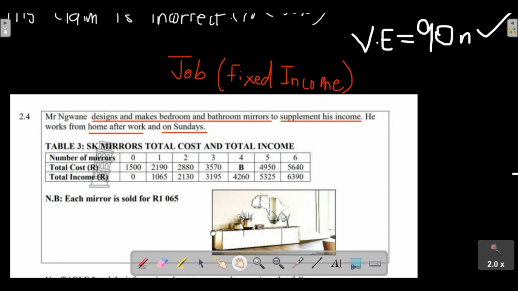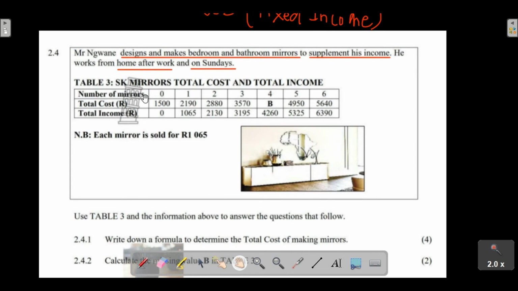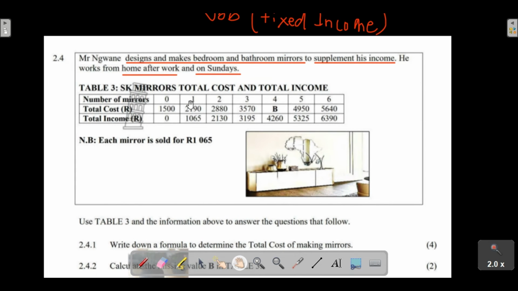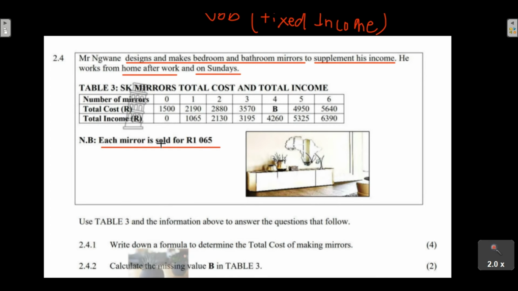That's fine. Now, this is table 3. This is SK mirrors, total cost, and total income. Now, we have the number of mirrors, and this is the total cost. This is the total income. And then he says each mirror is sold. It's written here: each mirror is sold for 1,065. So now let's talk about this table before we begin with the questions.